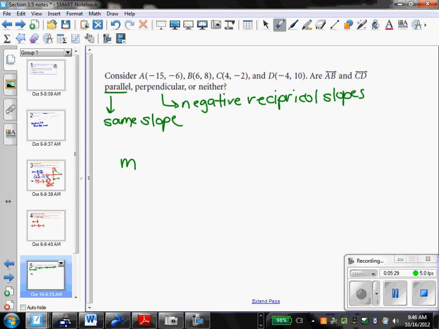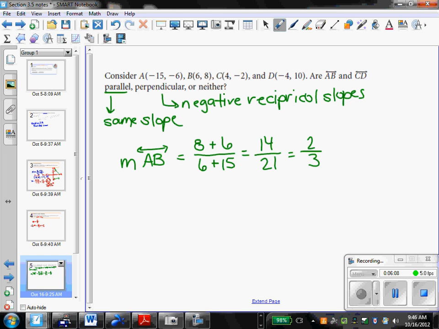So I'm going to find the slope between points A and B, which will be the slope of line AB. So that means I take y2, which is 8, minus y1, which is negative 6, so I turn that into a plus, minus a negative makes it a plus. And then I take x2, which is 6, minus a negative 15, so I'm going to say plus 15. So the slope here is 14 over 21, which simplifies to a slope of 2/3.